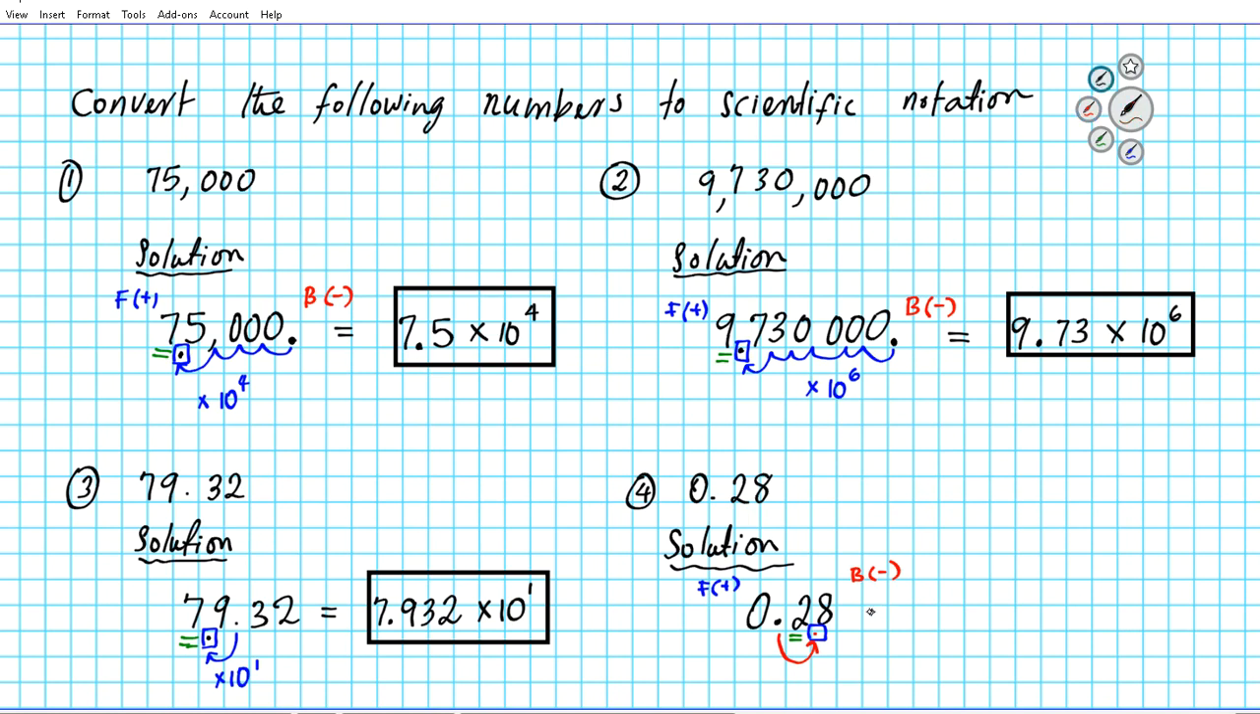So this number is the same thing as 2.8 times what? Times 10 raised to the, now since we moved the decimal point towards the back 1 place, it's going to be times 10 raised to the negative 1. Okay? So it's 2.8 times 10 raised to the negative 1 is the way to write 0.28 in scientific notation.